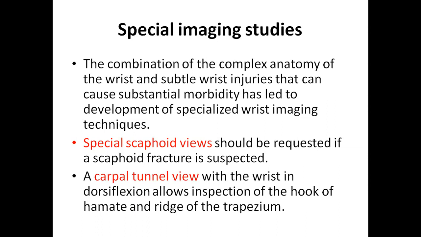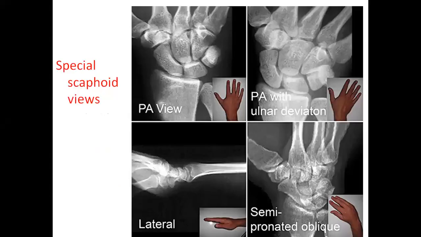So there are some specific views, like the special scaphoid views, that should be requested, that should be advised if there is a suspicion of a fracture of the scaphoid bone. How can it be suspected? On palpation of the scaphoid area, there will be tenderness, so the patient may have local tenderness and may have some fracture of the scaphoid. These are the different views which can be used for the scaphoid.